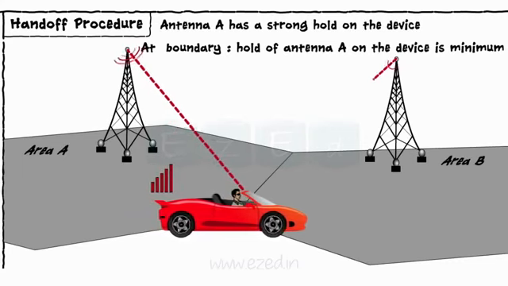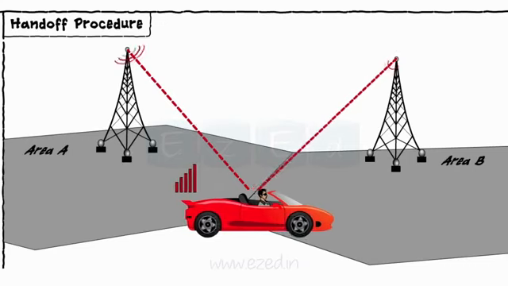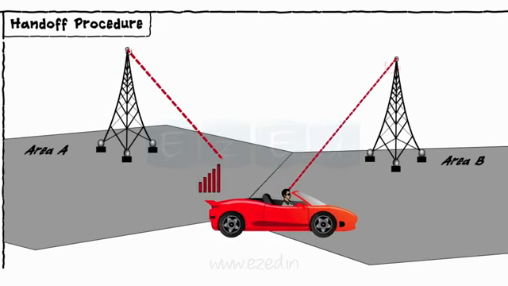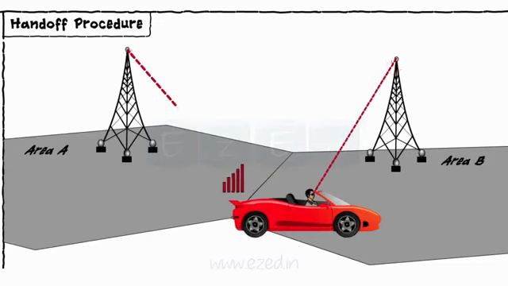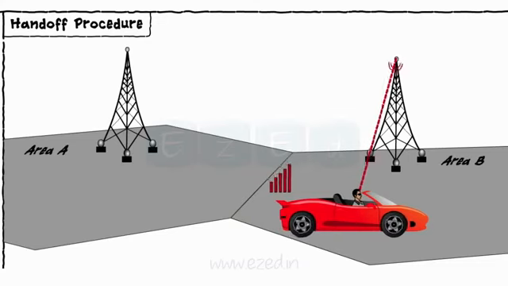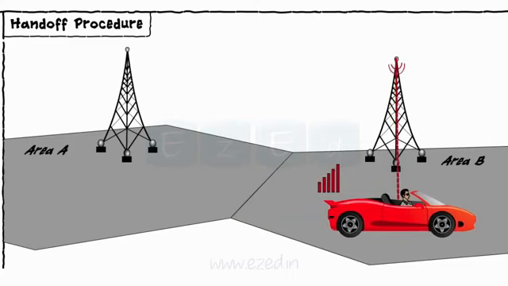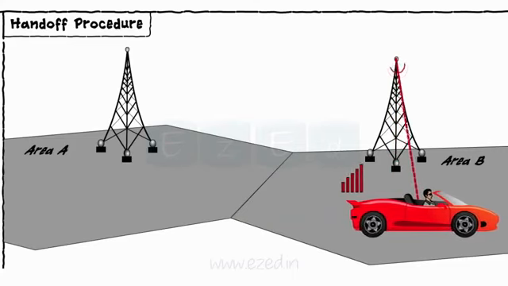At the same time, when the device is about to enter into cell B, base station B starts to take hold on the device. Thus, at the border of cell A and cell B, both the antennas have an equal amount of hold on the device of user X. As user X crosses the border and enters into cell B, area B, the strength of base station A very rapidly decreases and the strength of base station B rapidly increases. In short, the device receives the network signal from base station B.